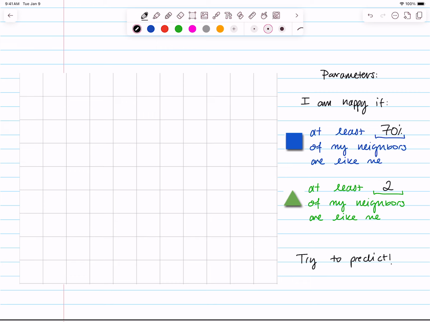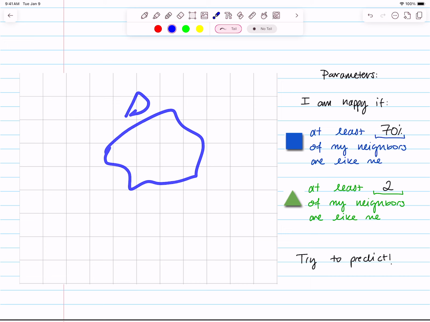And they don't have to be rules about neighbors that are like me. You can also talk about rules where my neighbors are not like me, and so on and so forth. You can really make it your own and see what behavior you get. So it seems like the squares really want to be near other squares and the triangles just need some other triangles around. So maybe we can predict some shapes. Maybe we'll see squares clustering together and triangles doing some small groups of 3.